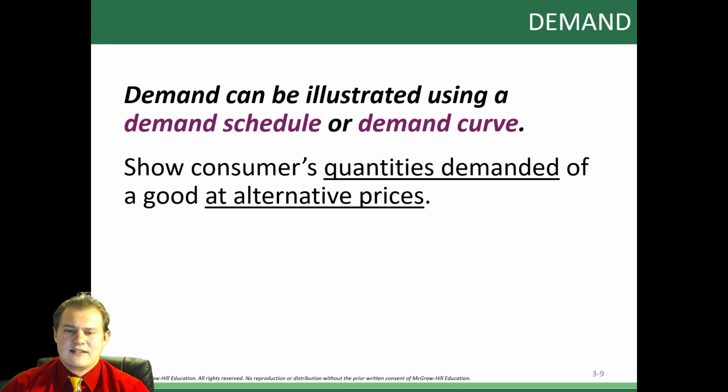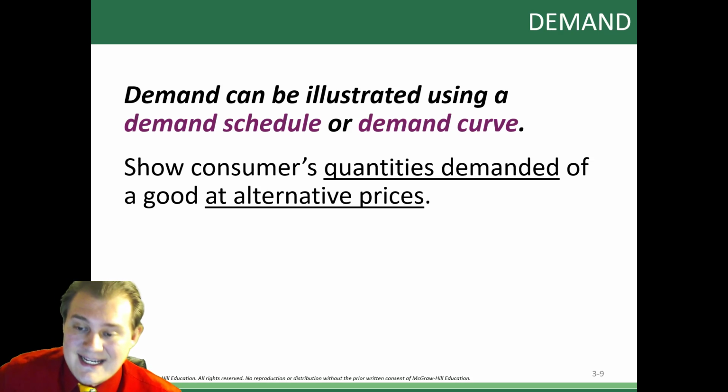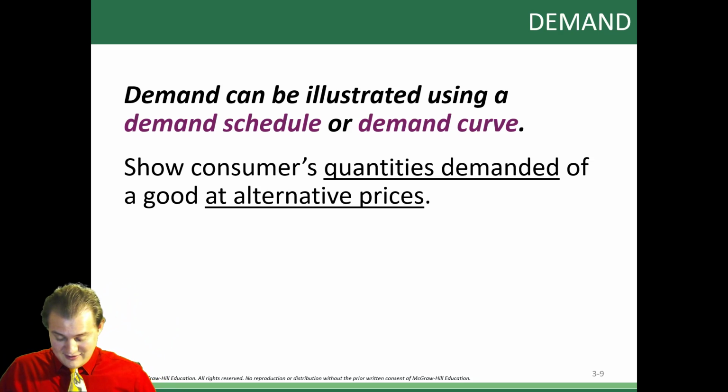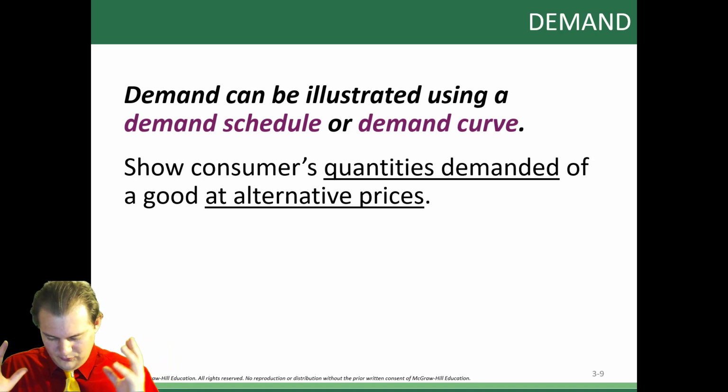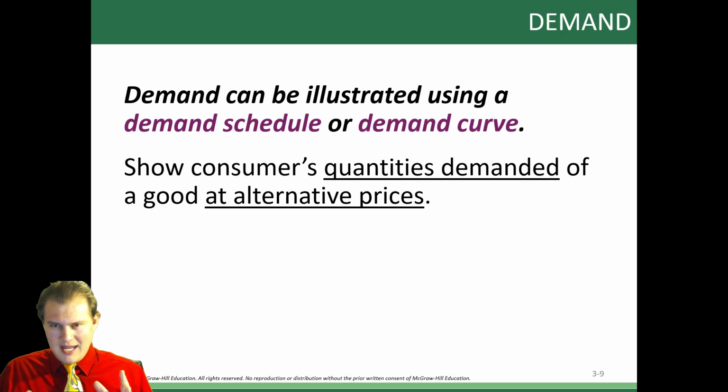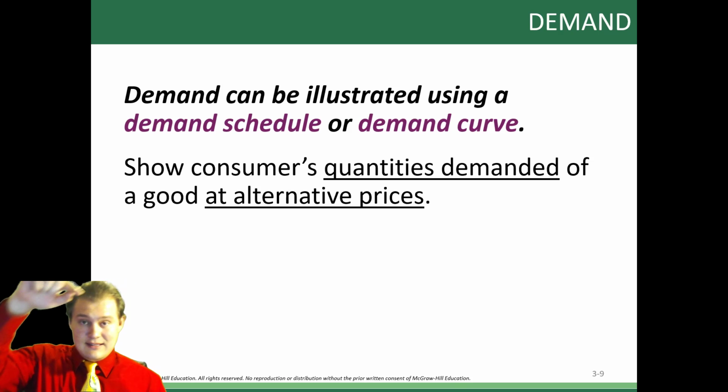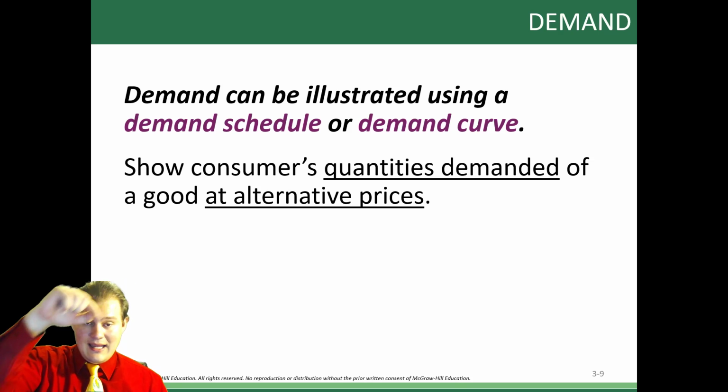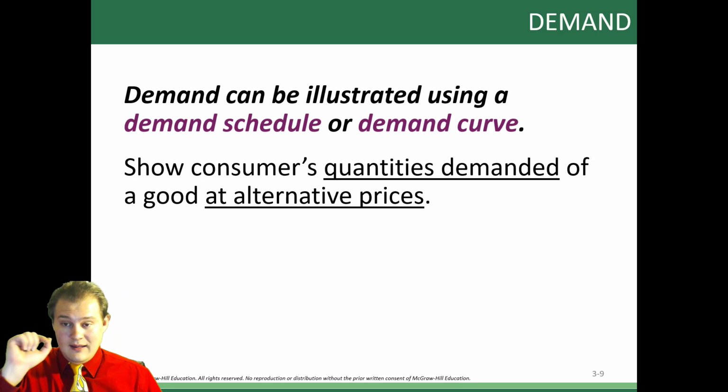Show consumers quantities demanded at alternate price levels. Okay, this is one thing. This is where we all get thrown off, and they don't do a good job in the book because it just throws people off. Demand is the entire line. If it's quantity demanded, that's a point on the line.